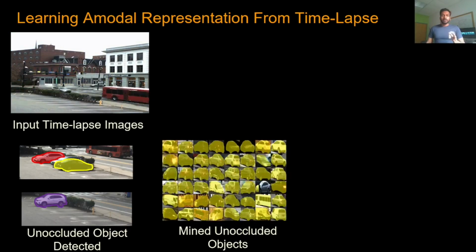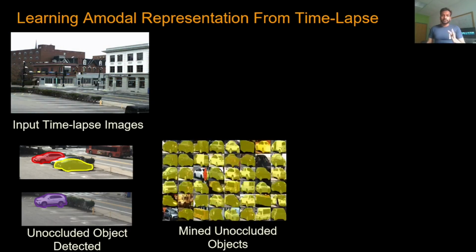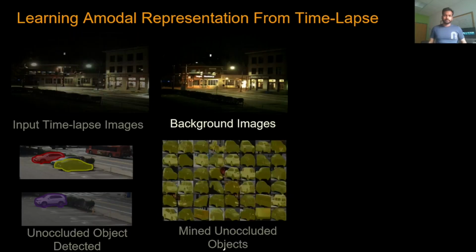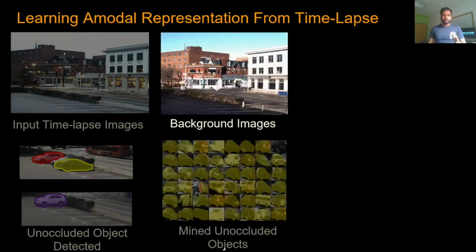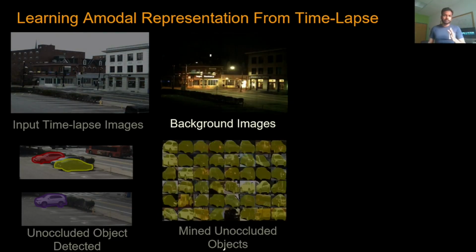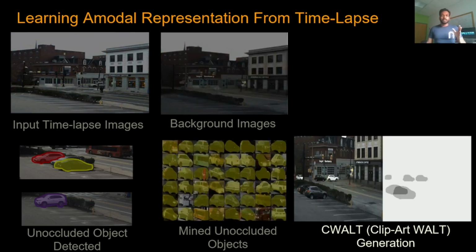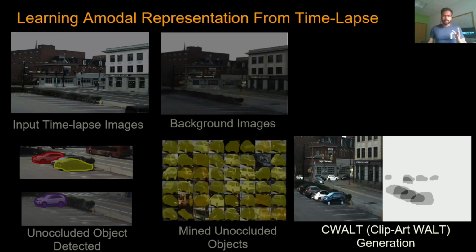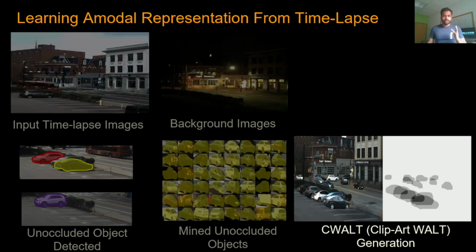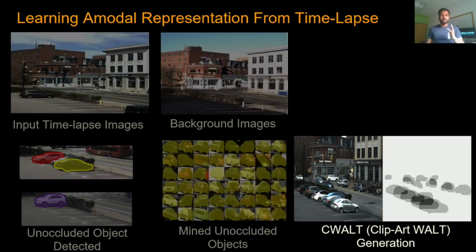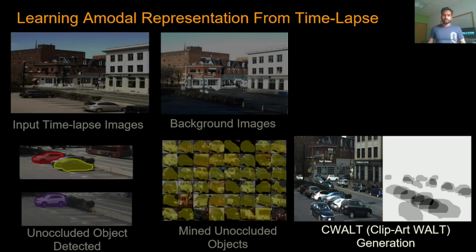These mined unoccluded objects can be composited back into the scene in the following way. We compute the background images for each hour of day from the time-lapse data. Then, unoccluded objects are composited in layers back into the background image. We call the resulting dataset Clipart WALT or CWALT.